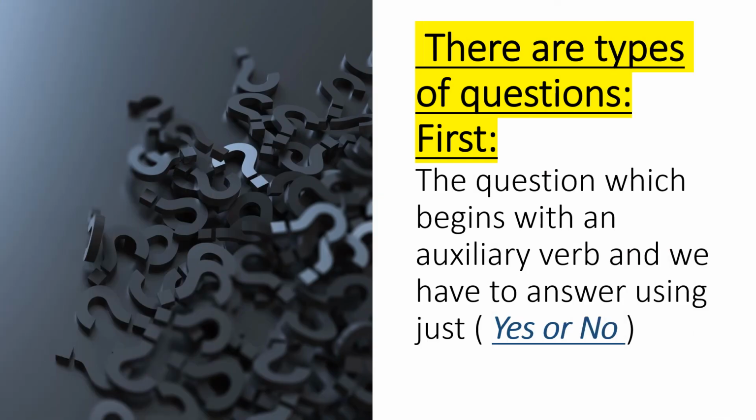As we said, there are two types of questions. The first type begins with an auxiliary verb, and we have to answer using just yes or no. These are yes or no questions. You have to answer using just yes or no; you can't answer without it. So yes or no questions are the first type of questions today.